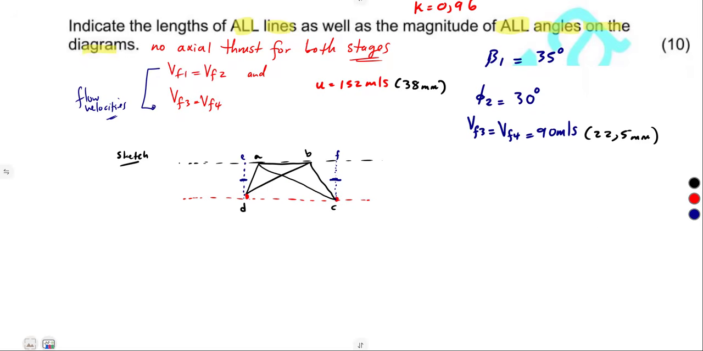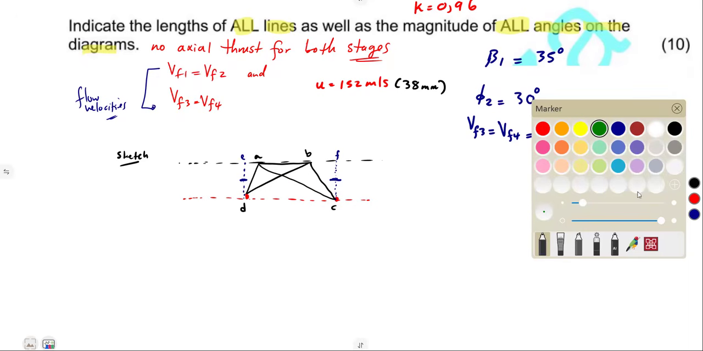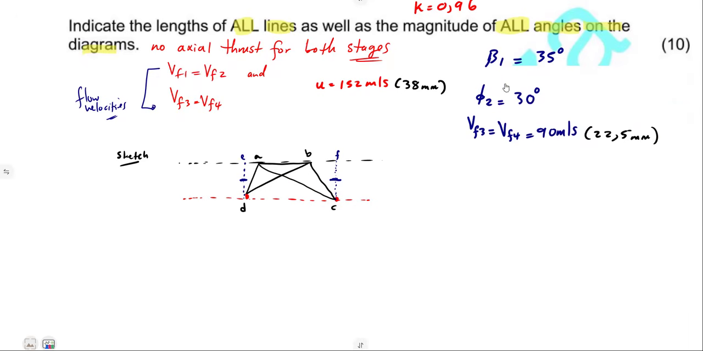But from the first diagram, we can see that we are given the value of U, this part here, and we've got angle beta 1. Remember, this is beta 1 here. That is the only part that we have from the first diagram. So we are limited. So let's try to work from the second diagram and see how it is going to look.